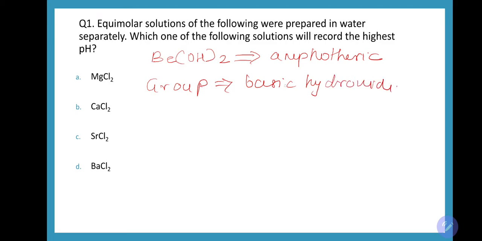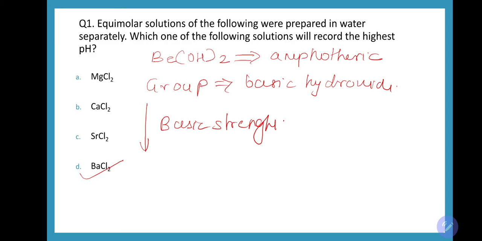Now, as you go down the group, what is going to happen? Down the group, the basic strength increases. So if basic strength increases down the group, the higher basic character will be shown by the higher pH. So which will be the answer? The answer is D, because barium lies at the lower side, that is down the group, so barium chloride will show the highest pH. As we have seen, the basic strength increases as we go down the group.